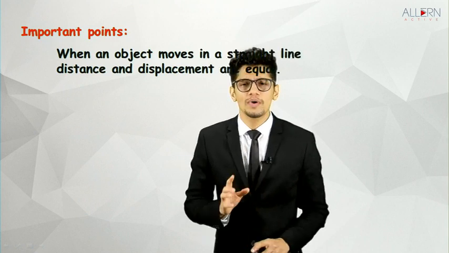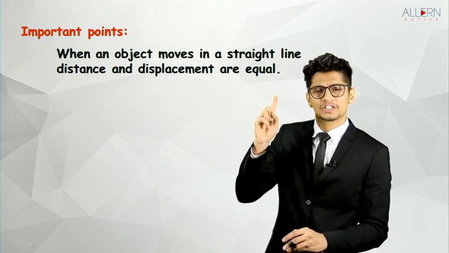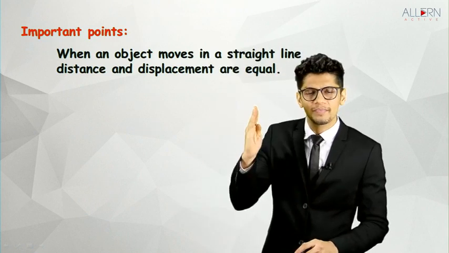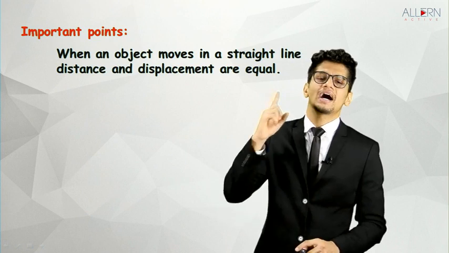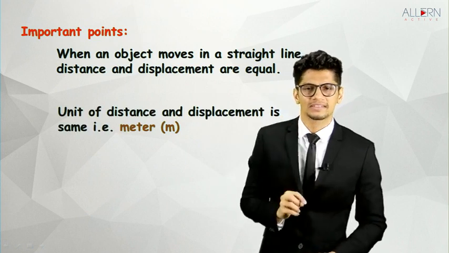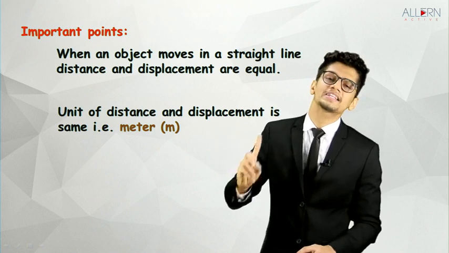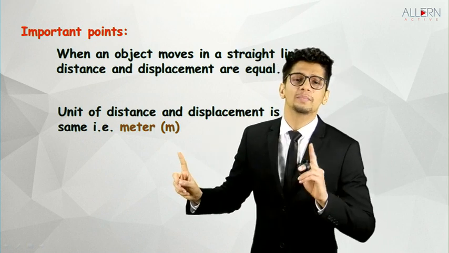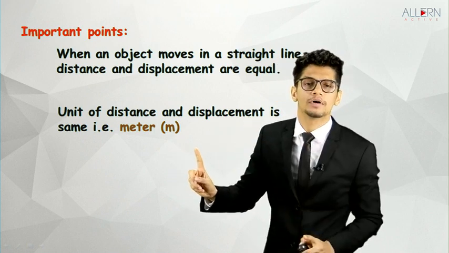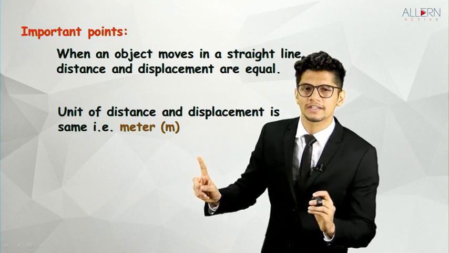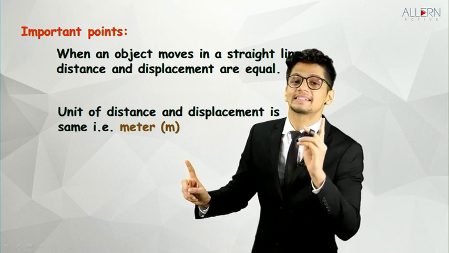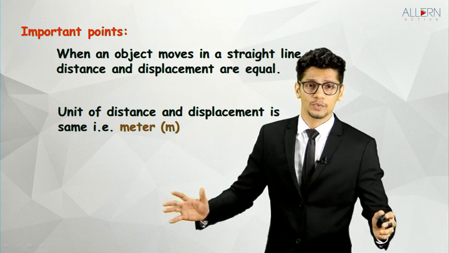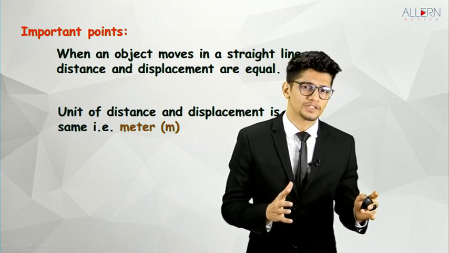So one final important thing is that we should always remember that when an object moves in a straight line, distance and displacement are nothing but the same, they are equal. And one last thing is that the unit of distance and displacement is the same, that is meter, and this is the SI unit, remember. So what will be the CGS unit? CGS unit will be centimeters. So this was about distance and displacement.